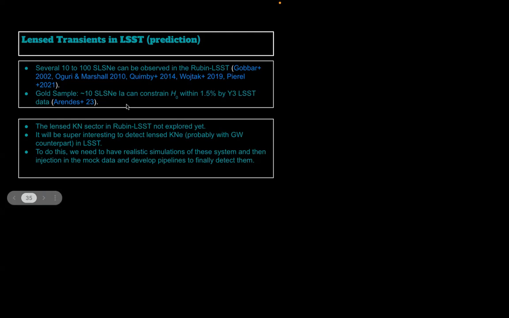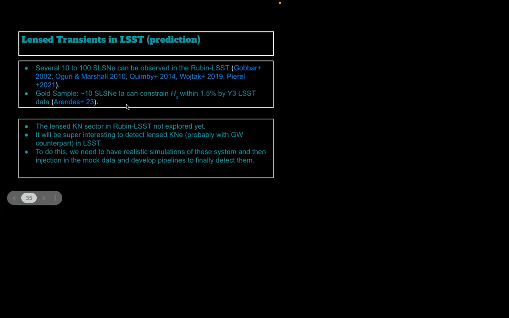But the problem will be that there will be too many alerts and false positives. There will be millions of transient events that will come to us, and we have to tell whether each is a false positive or a real source. And if you detect 10 strongly lensed type 1 supernovae, then your Hubble constant can be measured within 1.5%, which is now the standard limit from CMB and all the other things.